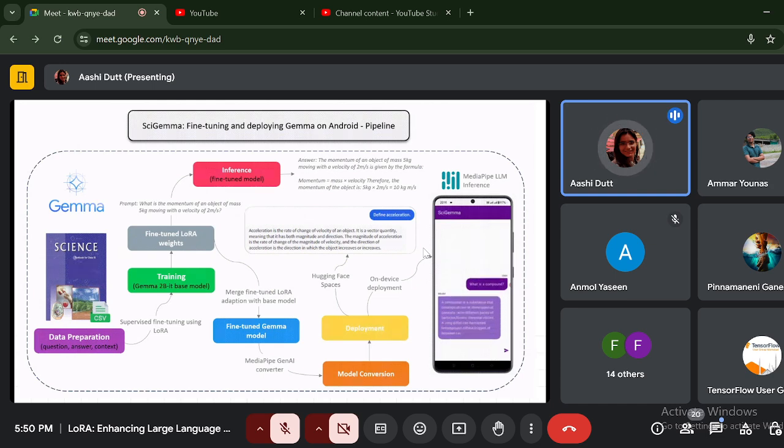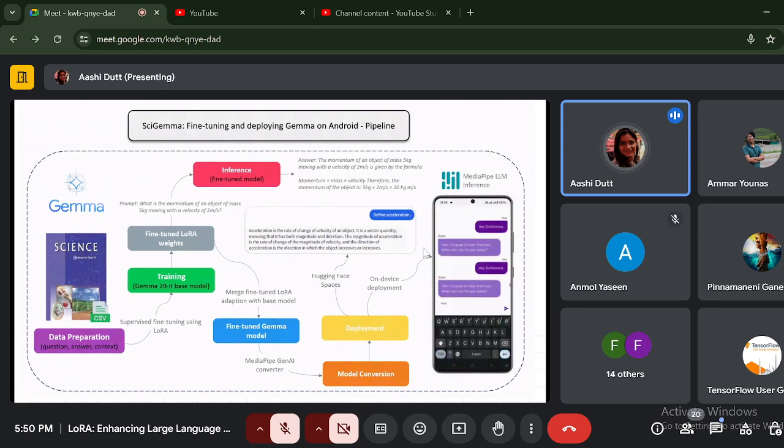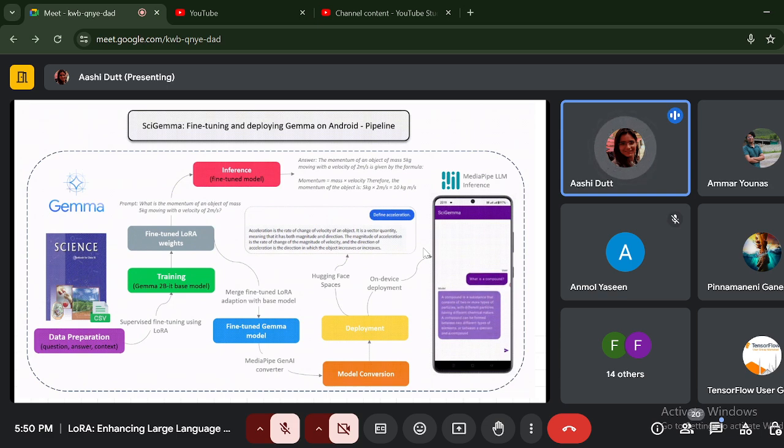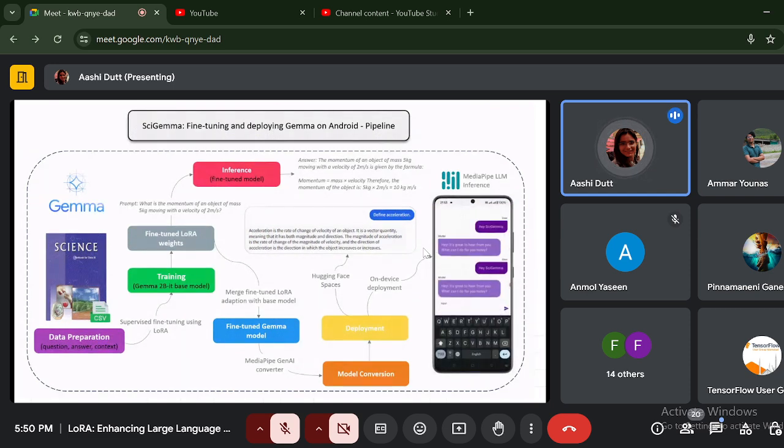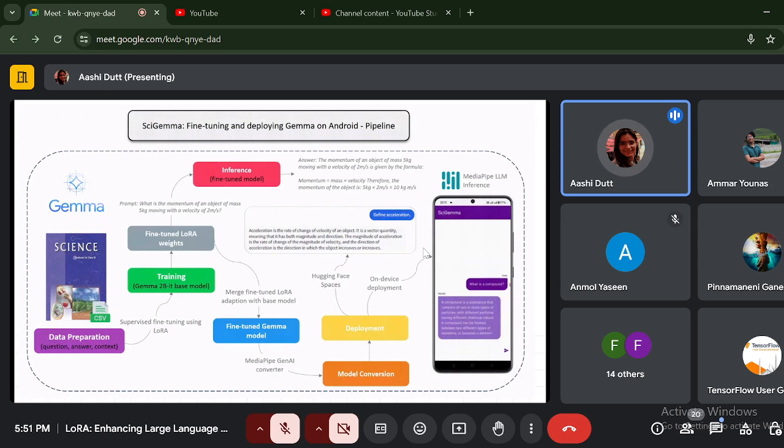Once we did that, we gave it a prompt saying, what is the momentum of an object of mass 5 kgs moving with a velocity of 2 meters per second, right? Then we took an inference through the fine-tuned model. You can do that, just get the inference on your, say, Colab notebook or somewhere, or you can get your output through the MediaPipe Gen AI converter and deploy it on an Android app like we did, or you can host it on Hugging Face Spaces as well, right?